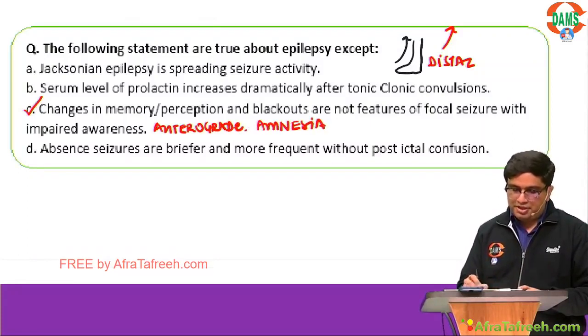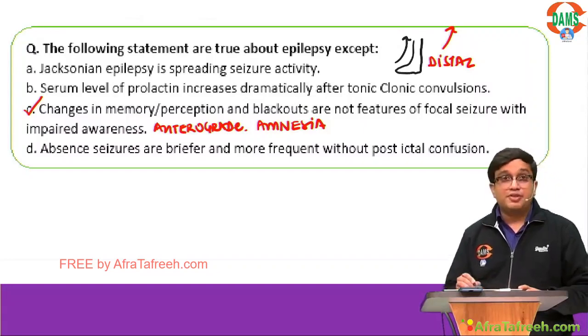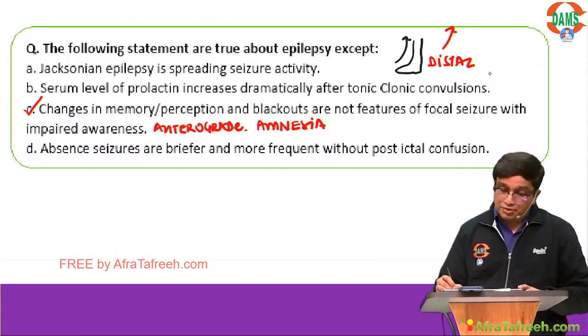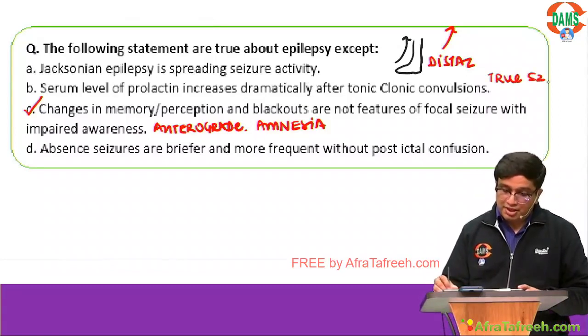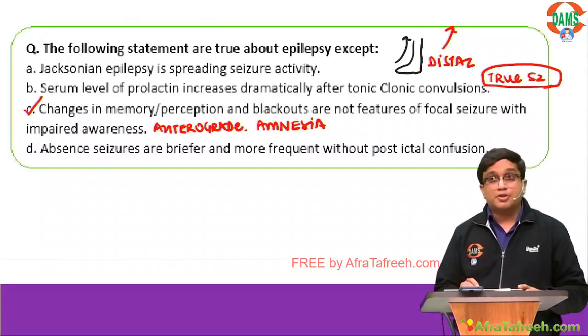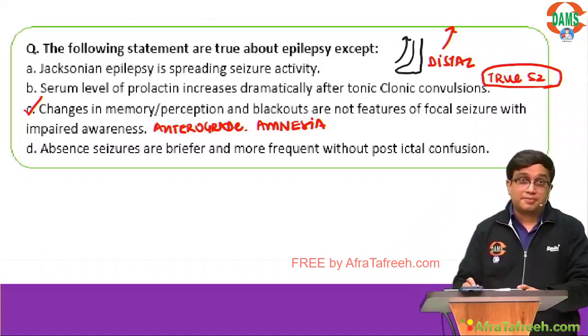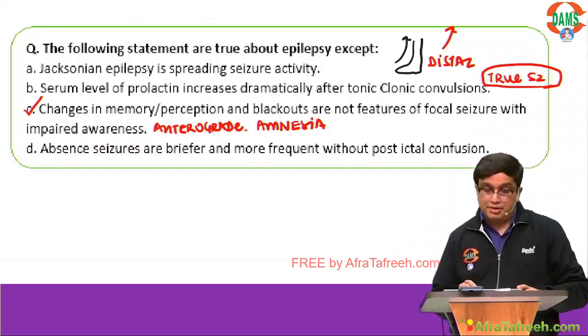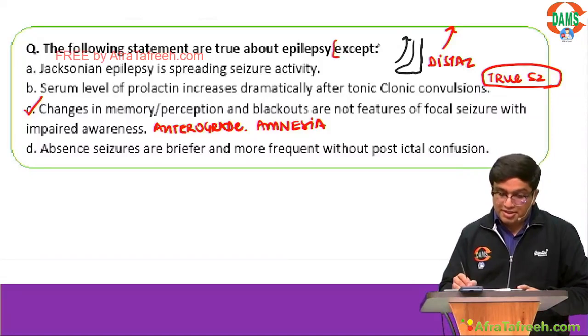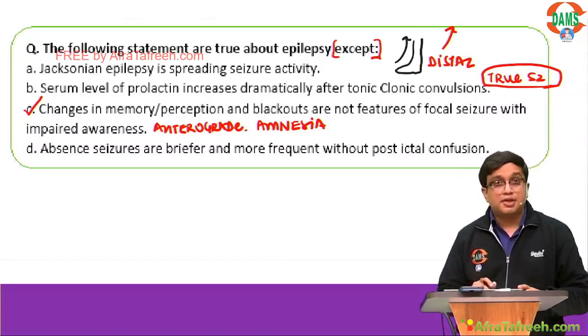Option B reads, serum level of prolactin increases dramatically after tonic-clonic convulsion. That is defining a true seizure. After a true seizure, not a pseudo seizure, the prolactin would generally be high. So that's a correct statement. We are asking you about the except, what is false or incorrect in this. That's option C.